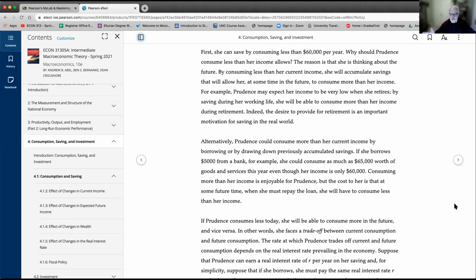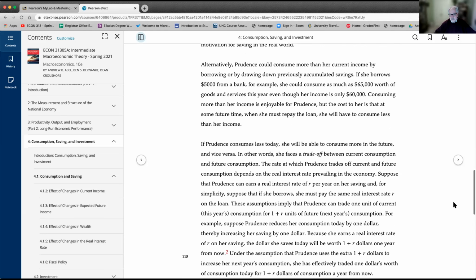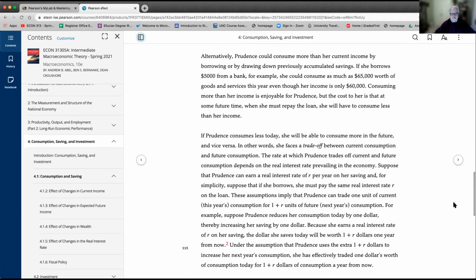Otherwise, you'd have to wait until your income was higher. So the question is, right, a decision about how much to spend today on consumption and how much to spend in the future. That's the decision that is going to lead us to the things that affect the amount of saving and consumption in the economy.